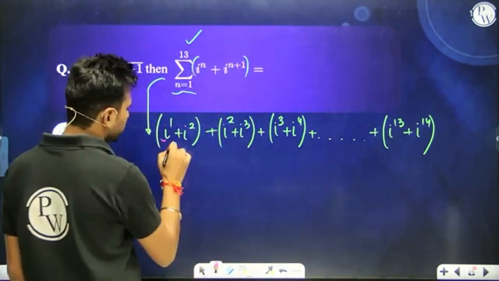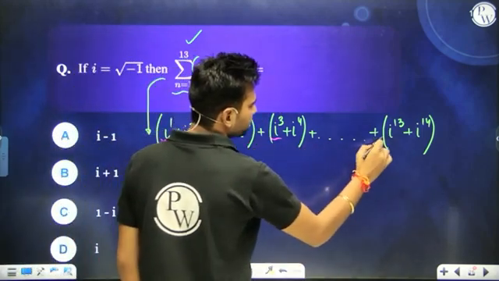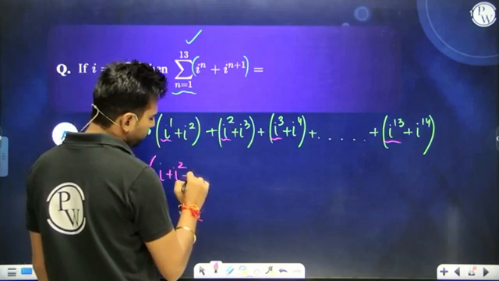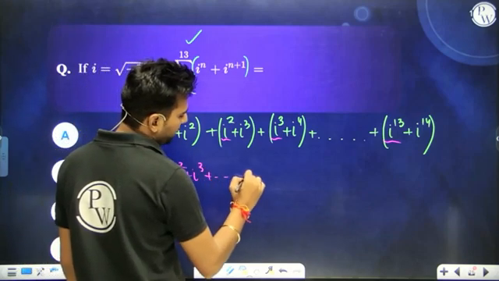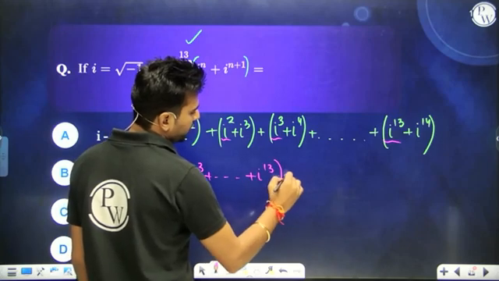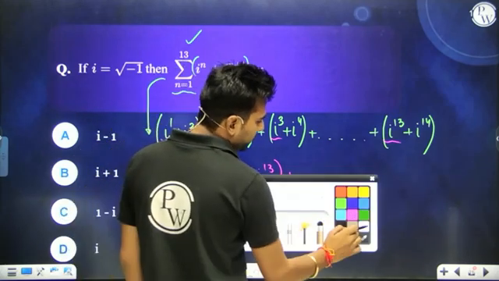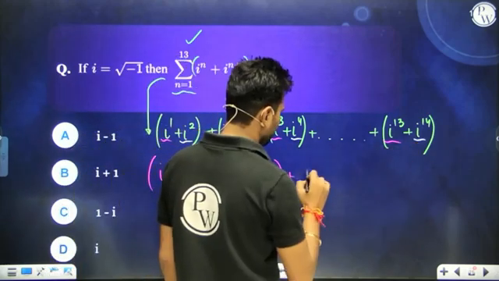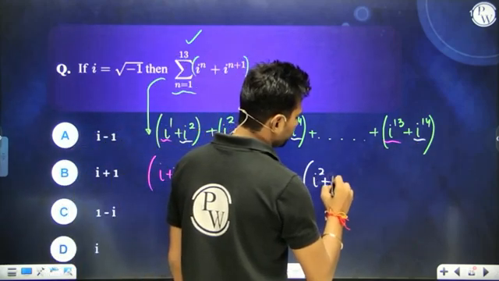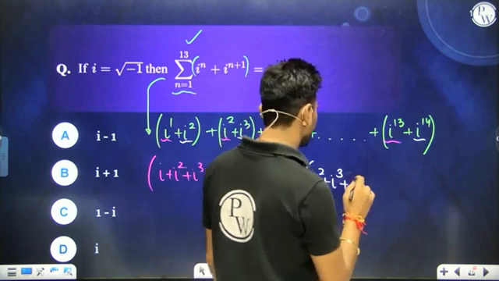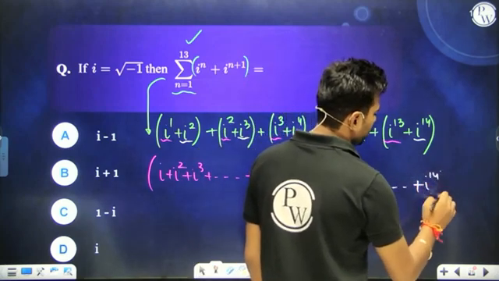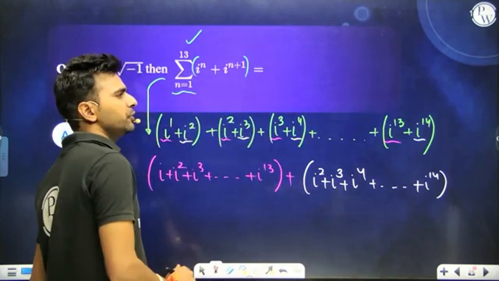Taking the first terms together, we can write it over here: iota plus iota square plus iota to the power 3 and so on till iota to the power 13. Then writing down the terms which are coming later: iota to the power 2 plus iota to the power 3 plus iota to the power 4 and so on till iota to the power 14. Now over here, look, 13 consecutive powers are written.